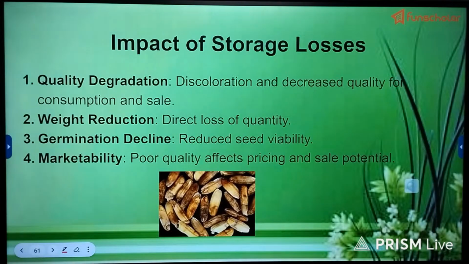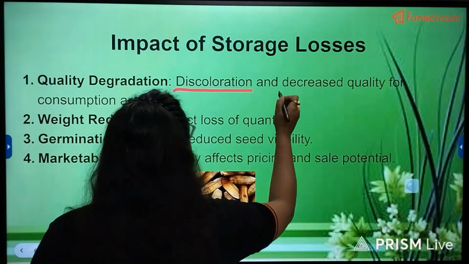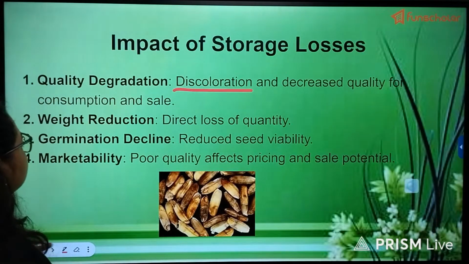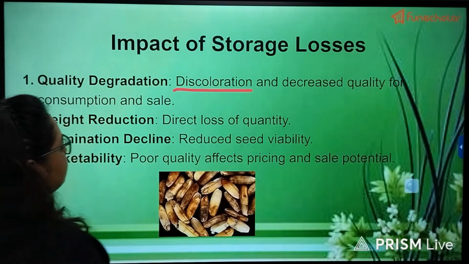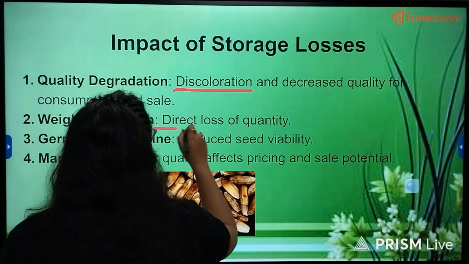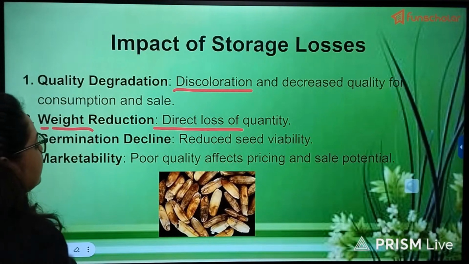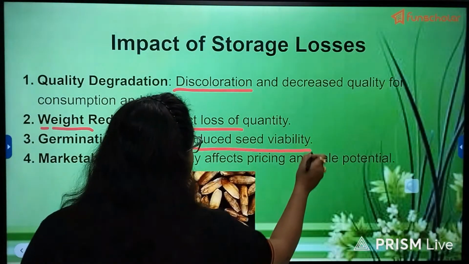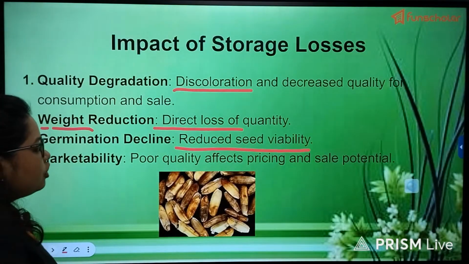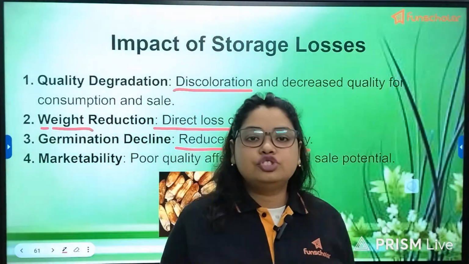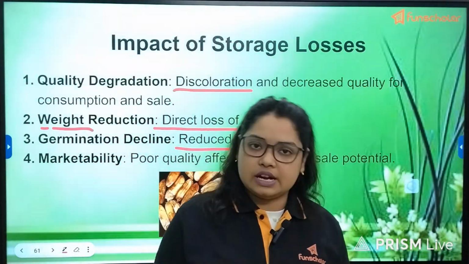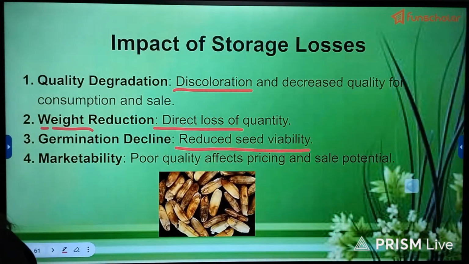Impact of storage loss, what can happen? Quality may degrade. By quality, we mean discoloration, and decreased quality also means decreased weight. So this is the overall degradation of the quality, including discoloration, loss of weight, and the reduced seed viability. Seed viability means these seeds will not be able to germinate to produce healthy crop plants. So that is reduced seed viability.